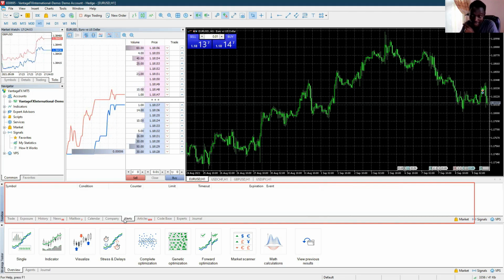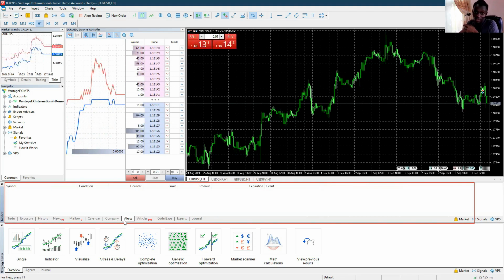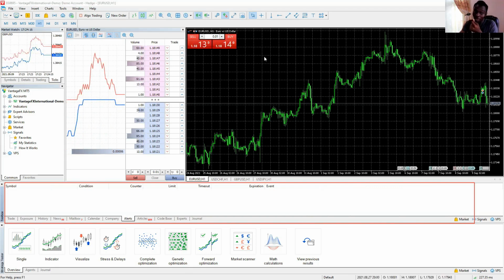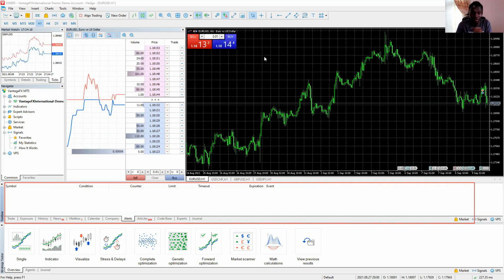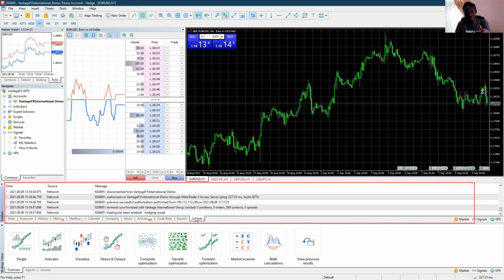Here you have alerts. Maybe you're about to have a margin call, you could get an alert. You should be used to getting that on the mobile terminal. You can get alerted when you're about to have a margin call, or if you have an indicator that sends you an alert or a beep when an event is about to occur. You could see some of them here. Then there are the code-based expert journals.